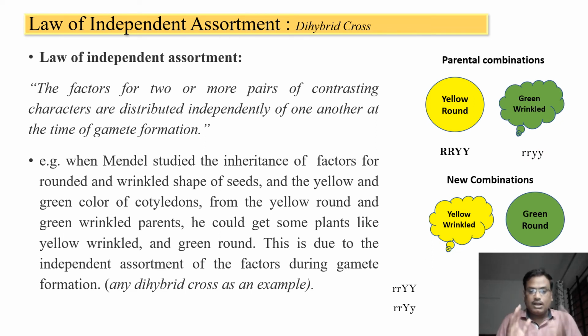What Mendel's law of independent assortment tells us is that there is no affinity between the alleles of different characters. See, in the parent, capital R is present with capital Y, and in another parent, small r is present with small y. That doesn't mean capital R and capital Y have affinity, that they will move to the next generation together. No. Since in the parent small r is present with small y, that doesn't mean they go together. At the time of gamete formation, they will get distributed independent of each other.